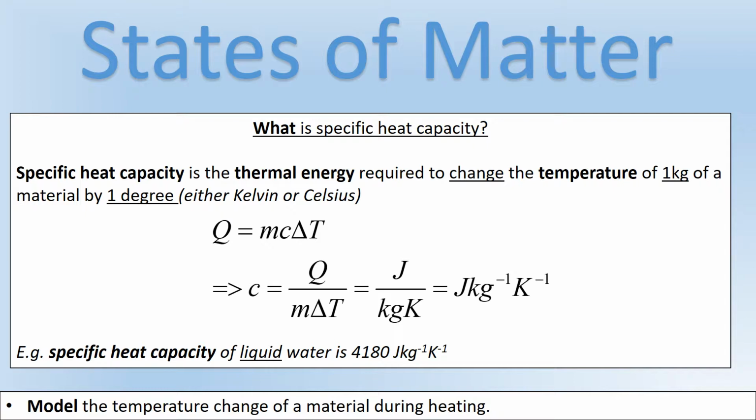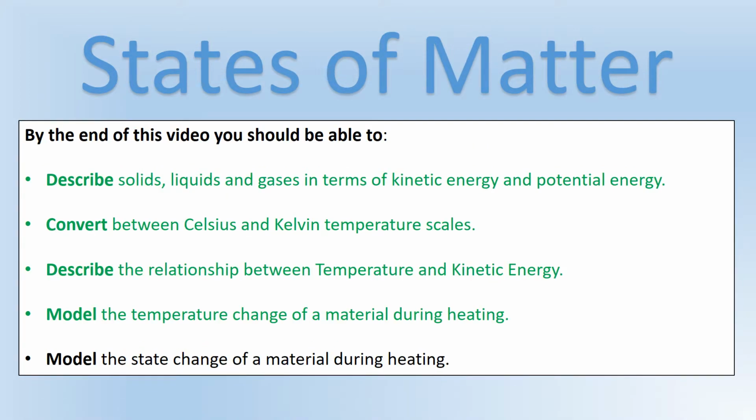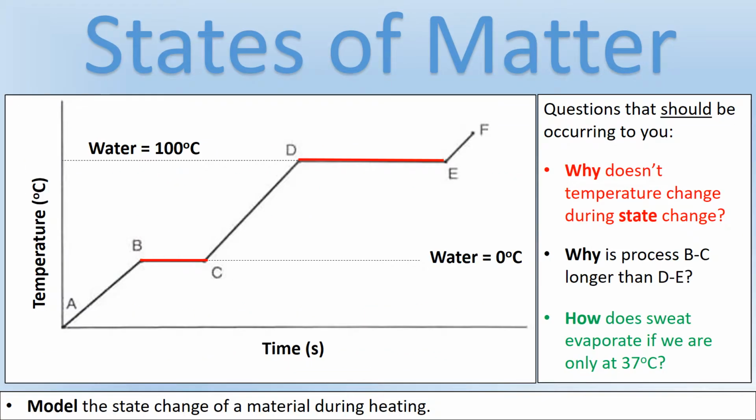Okay, so this is how we deal with the parts of the graph where temperature is changing. We can model them using this equation here. The next question to ask is, well, how do we model those sections where the temperature isn't changing? And we're in a position to start answering these questions. So why doesn't temperature change during a state change?